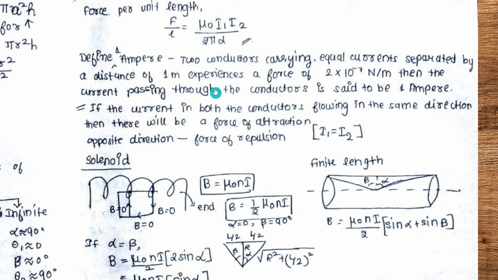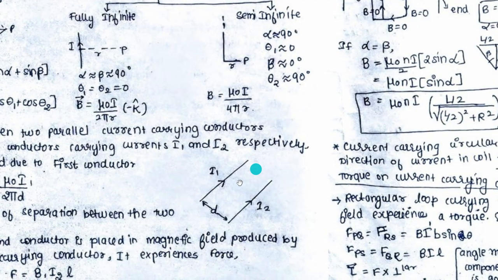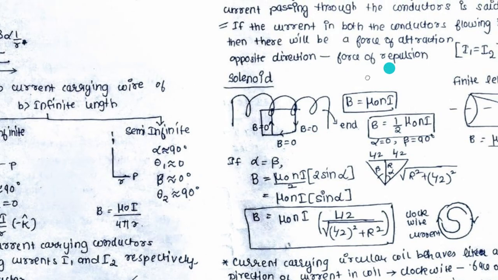Then the current passing through the conductor is said to be 1 ampere. We can substitute all these values and check, we will get 1 ampere as our current. Now if the current in both the conductors is flowing in the same direction, then there will be a force of attraction. Here as you can see, I1 and I2 are in the same direction, so these two attract each other. If I1 and I2 are in opposite directions, they both repel each other.